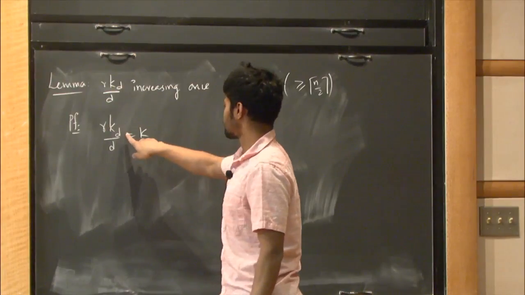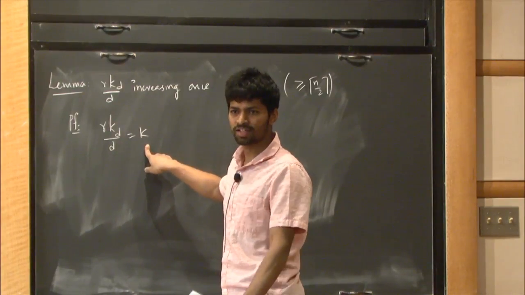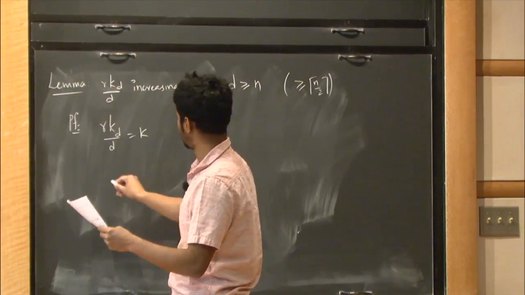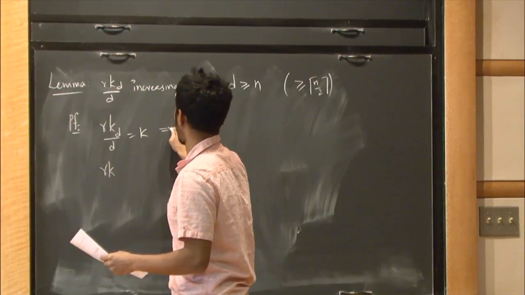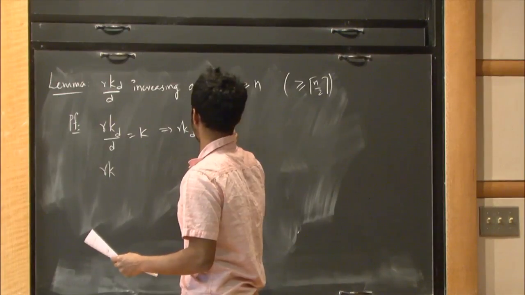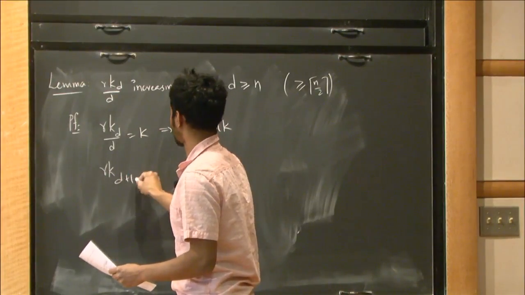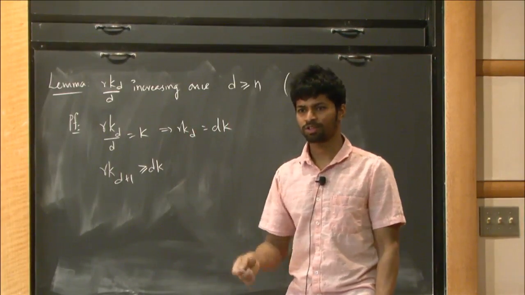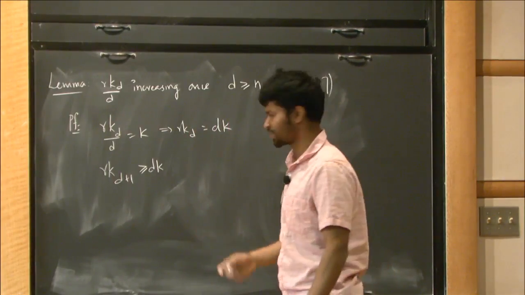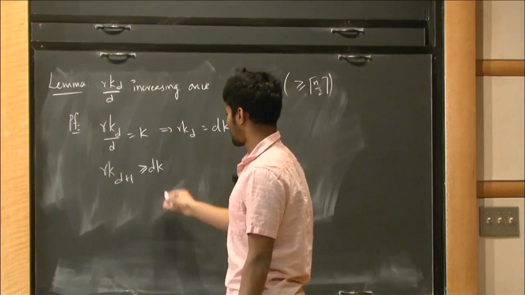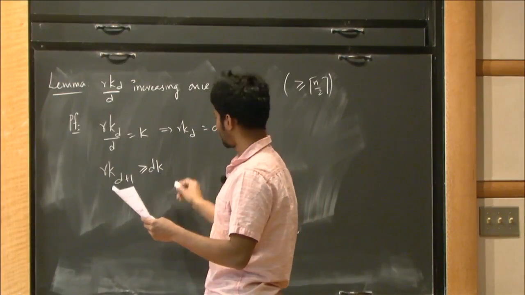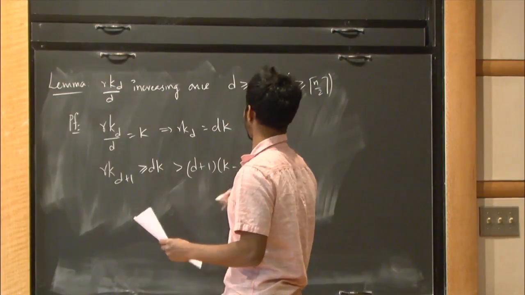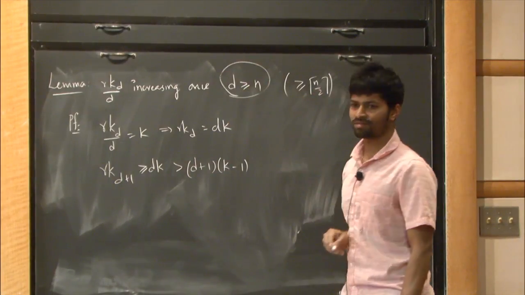Right. So you took the rank d over d and it's k. It has some rank, it's some integer. Now what does this mean? This means that rank of d is d times k. So rank of d plus 1 is at least d times k, right? Because you can just pad the matrices with zeros and you won't get something better. But then I claim d times k is greater than d plus 1 times k minus 1 under this assumption.